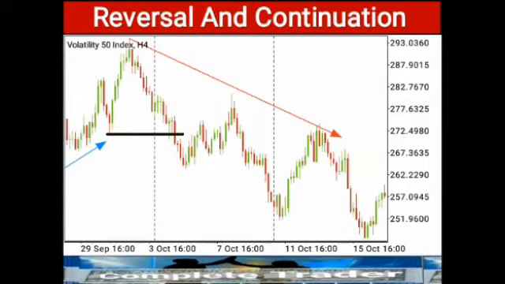When the market is about to reverse, what does it have to do? That's what we're going to be talking about first. So when you look at the screen now, you are seeing the 4-hour chart of the Volatility 50 Index. And first of all, we see price coming up.